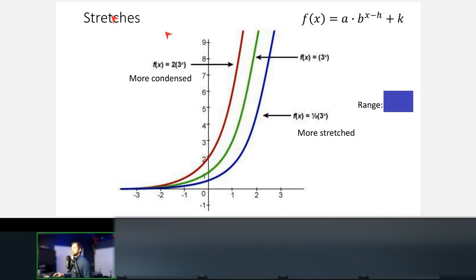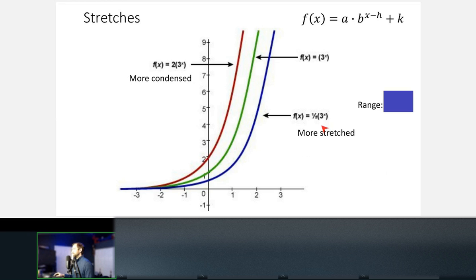All right, stretches. When your A value is something other than a 1, it can't be a 0. So we have the parent function, y equals 3 to the x power. This one is f of x equals 2 times 3 to the x power. When the A value is greater than 1, it causes the graph to become condensed. In other words, they're taking the original graph and squishing it.